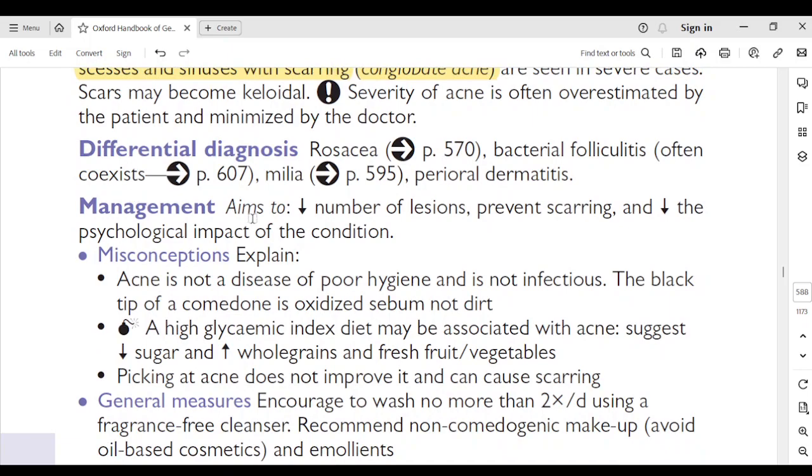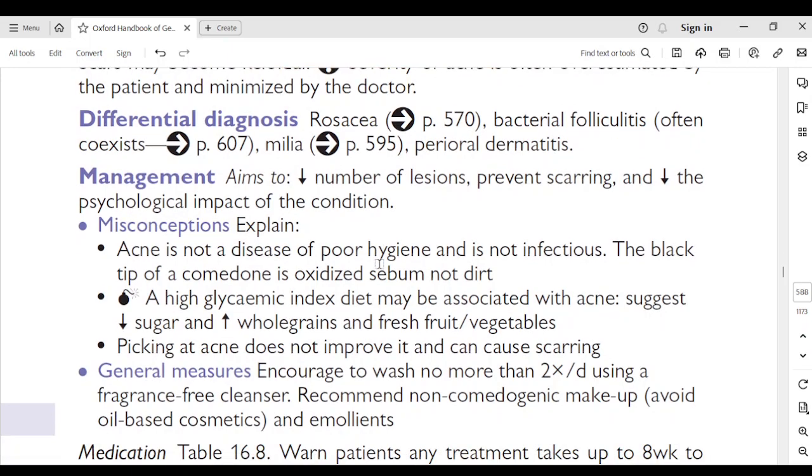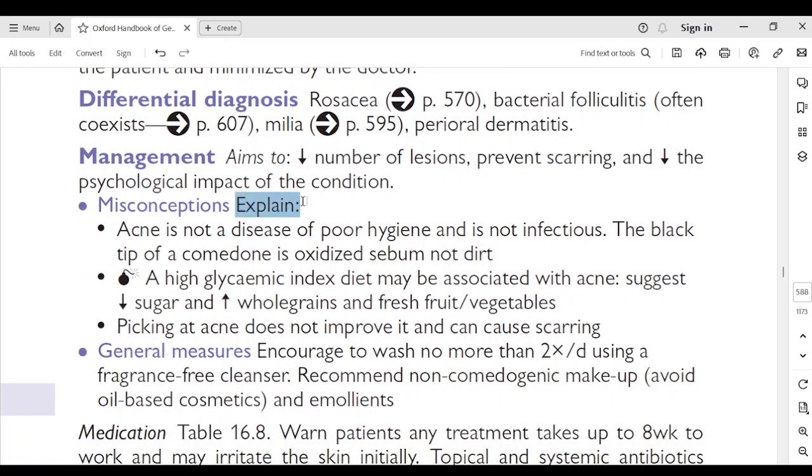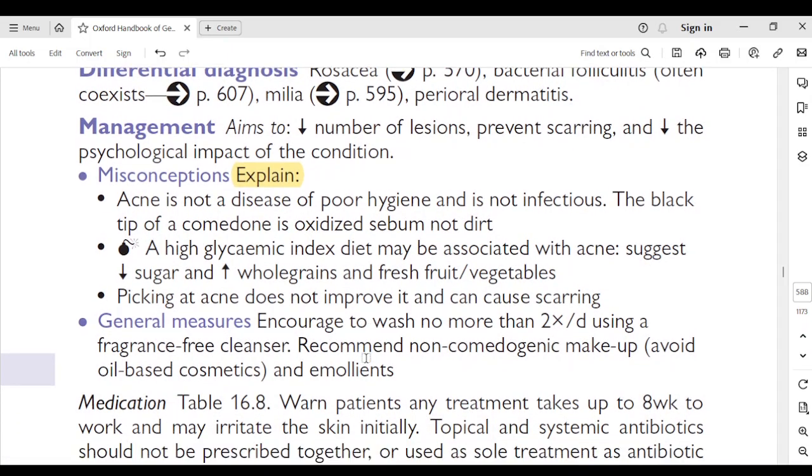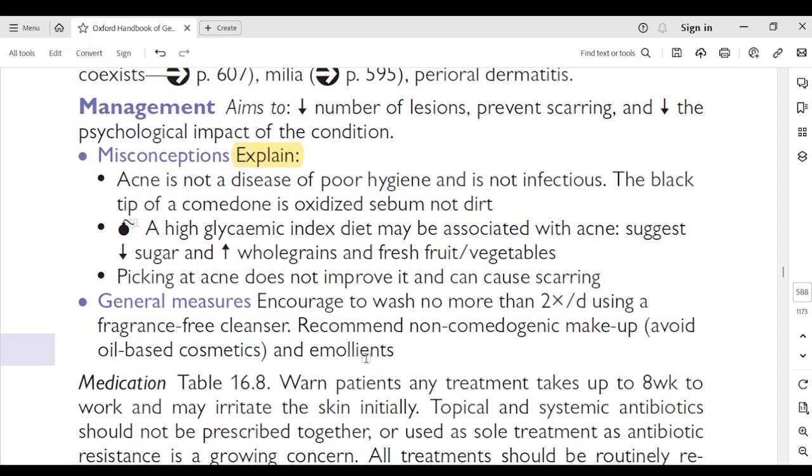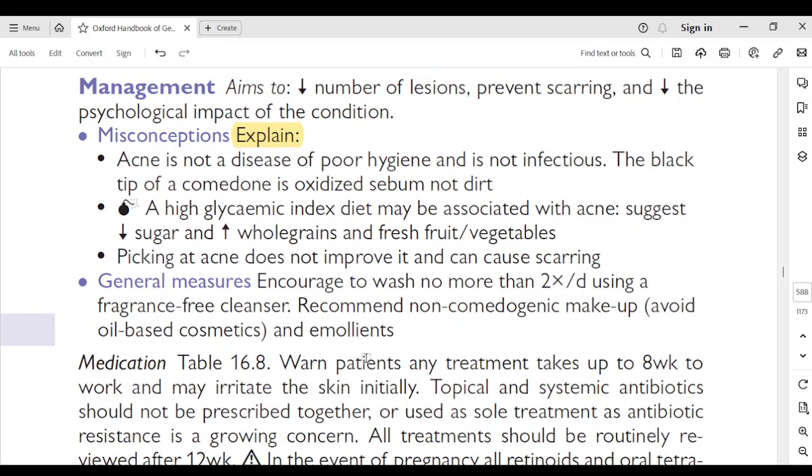Management aims to decrease the number of lesions, prevent scarring, and decrease the psychological impact of the condition. Misconceptions. Explain to the patient: acne is not a disease of poor hygiene and it's not infectious. The black tip of a comedone is oxidized sebum, not dirt. A high glycemic index diet may be associated with acne, so suggest decreasing the sugars and increasing whole grains and fresh fruits and vegetables. Picking at acne does not improve it and it can cause scarring.